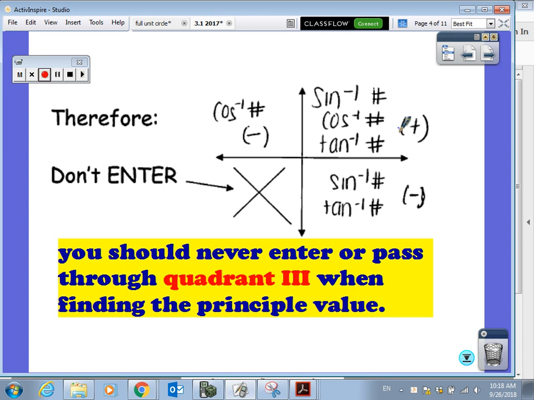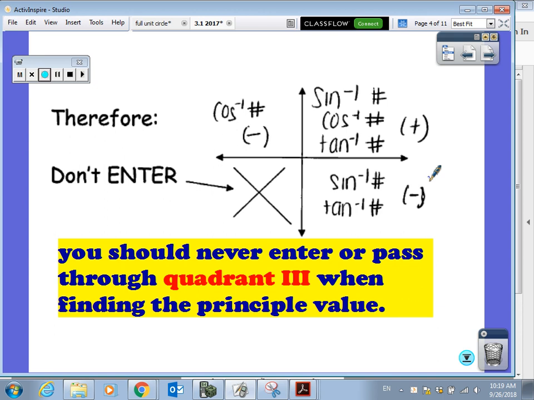Okay, so remember, it's the inverse of a number. If that number is positive, we look in quadrant 1 for all of them. For inverse sine and tangent, if we're taking the inverse sine or tangent of a negative number, we look in quadrant 4. If we're looking for the inverse cosine of a number and that number is negative, we look in quadrant 2. Quadrant 3 is off limits for inverses.